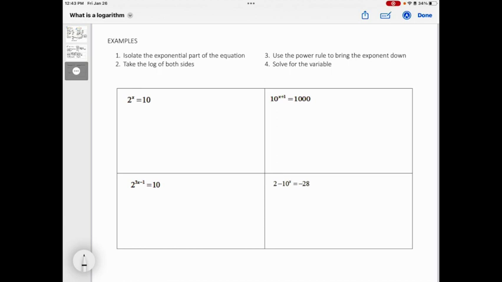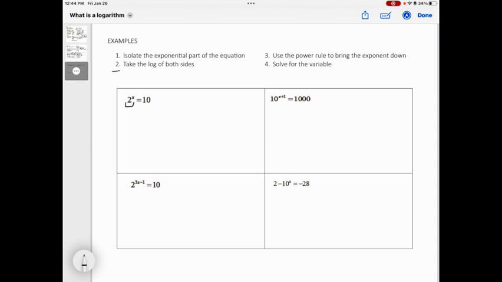When you want to solve equations like this, I have some steps written out for you. The first step is to isolate the exponential part of the equation. When you're looking at the exponential part, that is the part where you have the base, just the base raised to the exponent, and everything else is on the other side of the equal sign. So in this first example, the exponential part is already isolated.